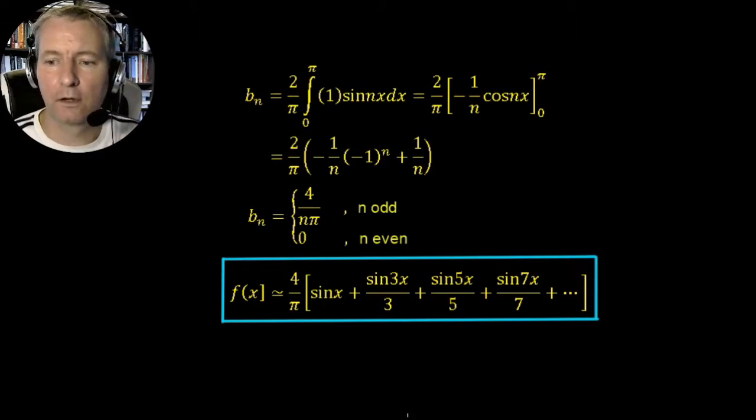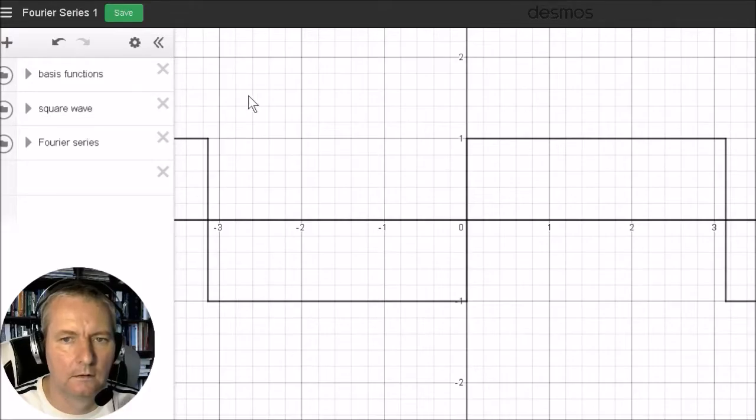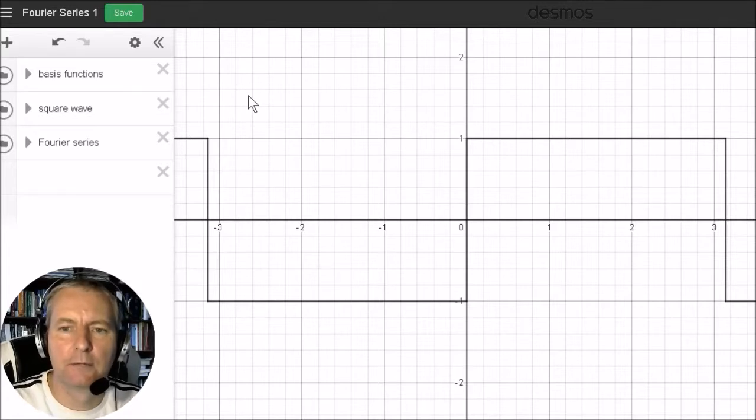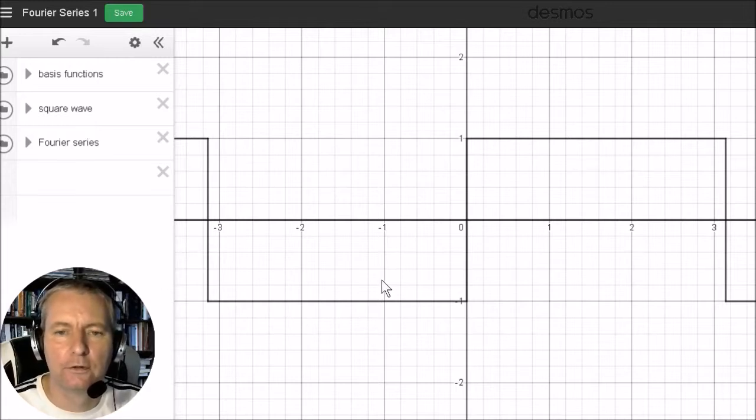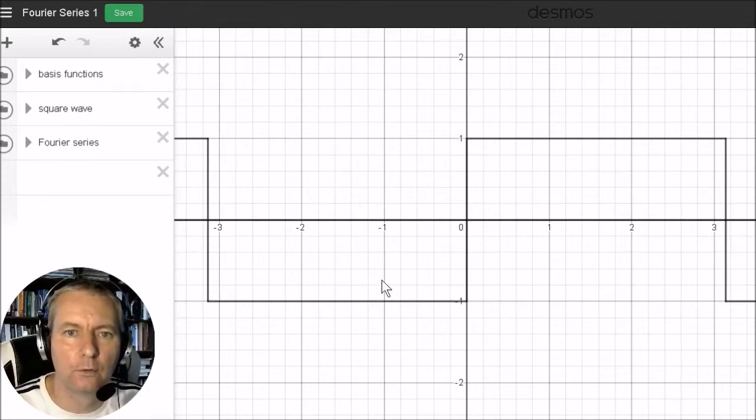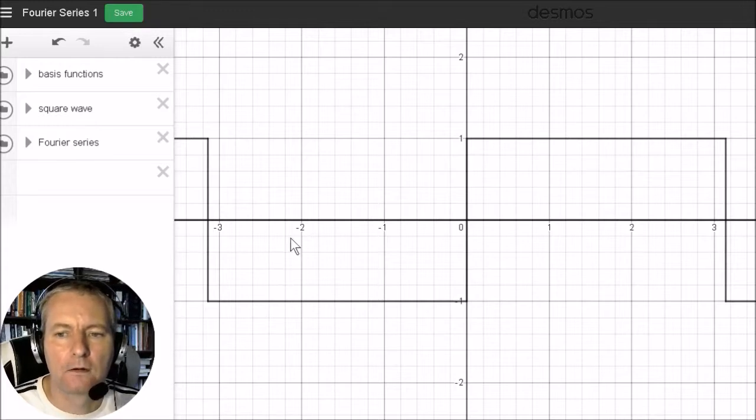So now let's take all of the values here and we'll put them into the graphical calculator and see whether this all works. So let's go now and we'll put our values into the graphical calculator and see if we can approximate the square function. You've got a copy of this in the resources section, so I suggest you open it up and you can go along with this as well. So we've got our square function there is equal to 1 from 0 to pi, and it's equal to minus 1 from 0 to minus pi.